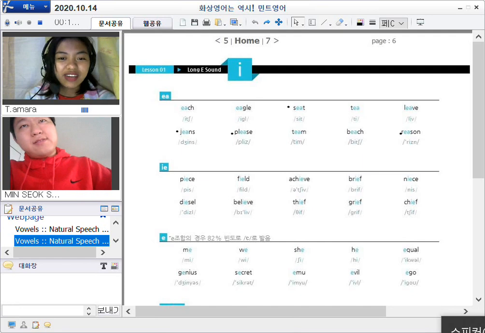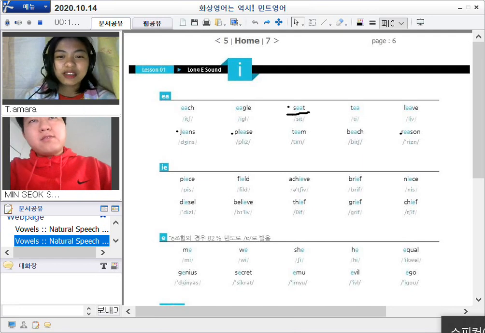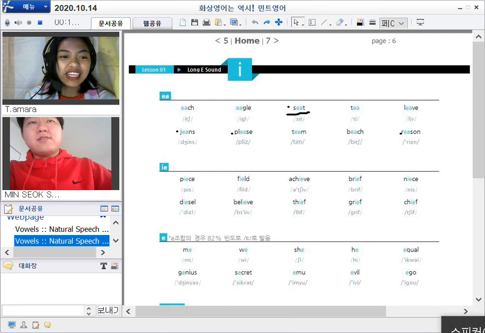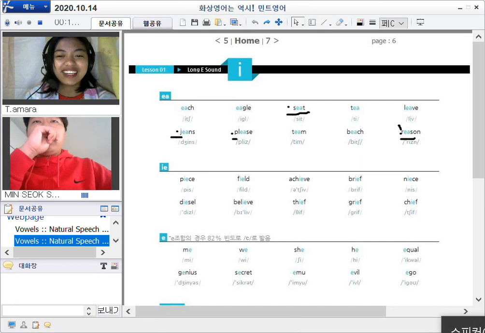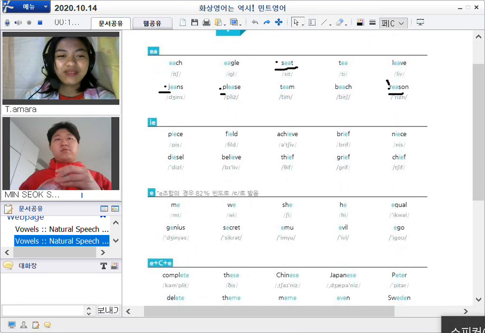Let's try it again here. Seat. Seat. Okay, and then jeans. Jeans. Okay, and then please. Please. Okay, in this part the vowel sound is correct, but try to practice more on the R sound. Reason. Reason. Okay, and then let's move on to the next.